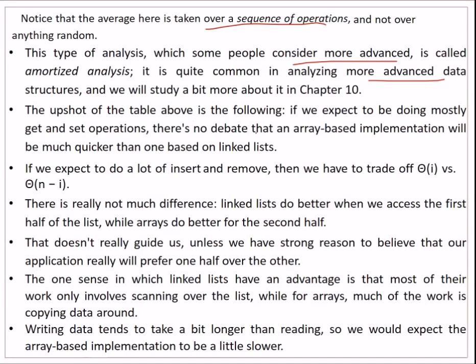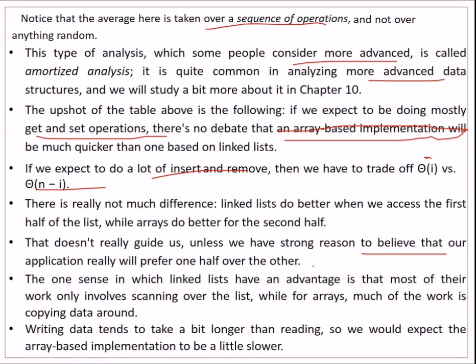So the upshot of this table is that if we expect to be doing mostly get and set operations, there is no debate that an array-based implementation will be better than the linked list. If we expect to do a lot of insert and remove, then we have to trade off between order I and order n minus I. So it doesn't make much of a difference. That is, linked lists do better when we access the first half of the list, while arrays do better for the second half, unless we have a strong reason to believe that our application will prefer the second half.